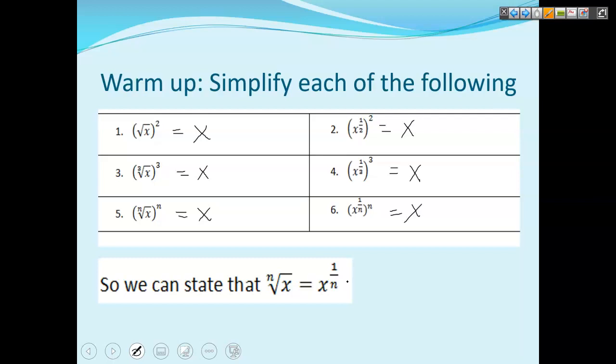And what we're going to do today is talk about what we call rational exponents. The word rational in math means that you can write it as a quotient. If you think about the word quotient, it means division. So we are going to talk about exponents involving division.